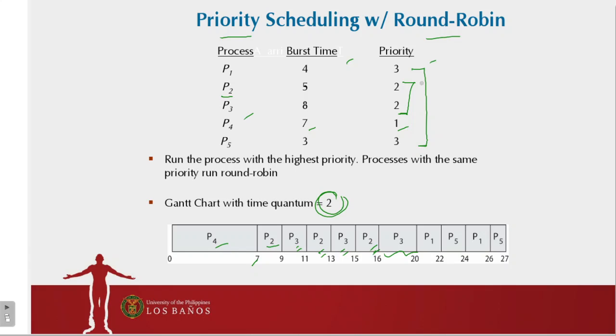So again we use the round robin. We start with P1 first, 2 time units, then P5, 2 time units also, until all of their burst times are completed. So I leave the computation of the average waiting time to you. So this is how to resolve processes with the same priorities.